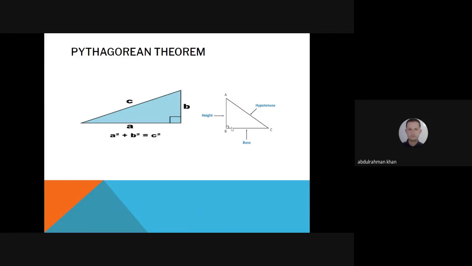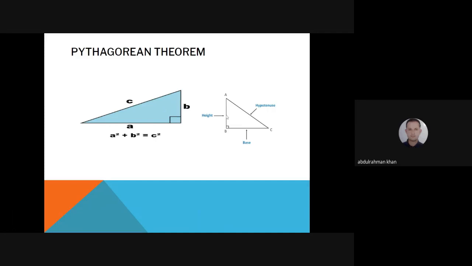Now we will discuss which side is called the height, which side is called the hypotenuse and base. The side opposite to the right angle, which is angle B, is always called the hypotenuse. In this triangle, AC is the hypotenuse. BC is called the base, or you can say adjacent. And this one is AB, which is called the height of the triangle.